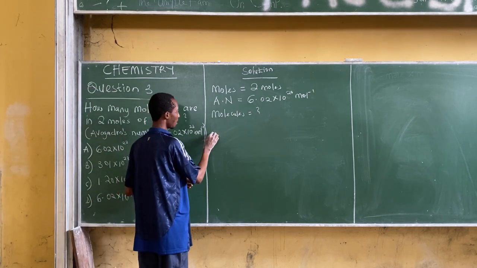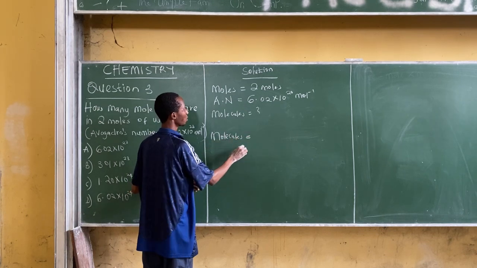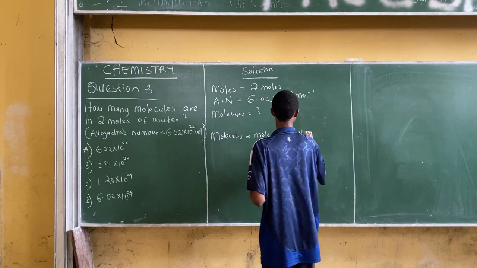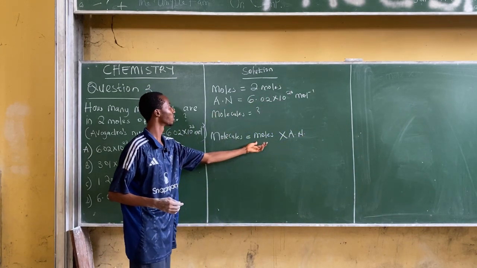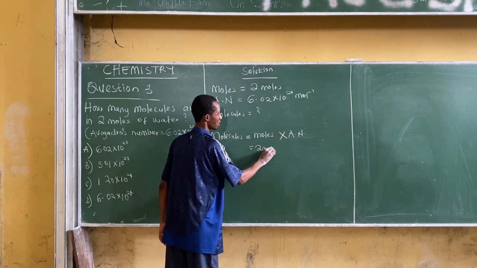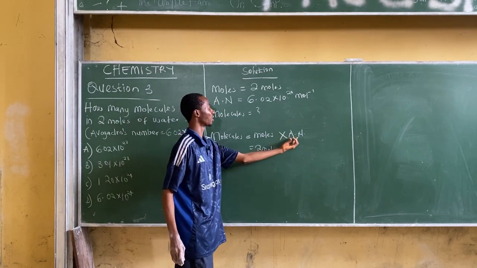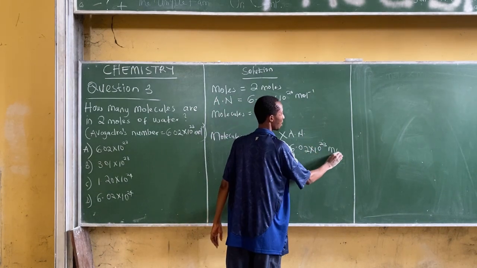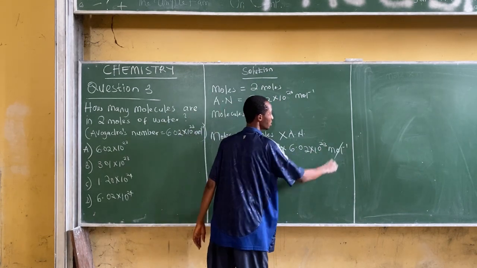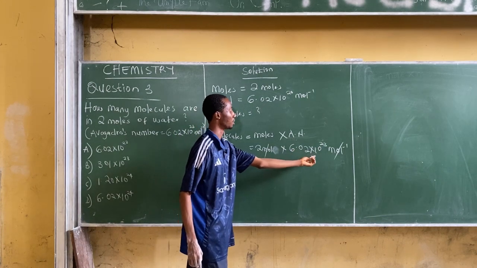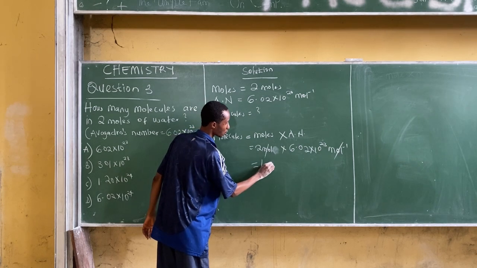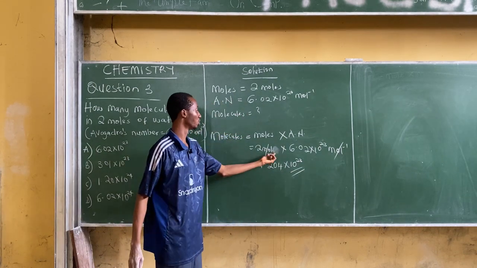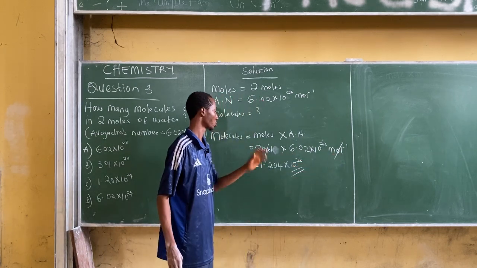Now recall that molecule is equal to number of moles times the Avogadro's number or Avogadro's constant. The number of moles we have here is 2 moles. So this is equal to 2 moles times the Avogadro's number, 6.02 times 10 raised to the power 23 per mole. This will take away this. It cancels out. 2 times 6.02 times 10 raised to the power 23 will give you 1.204 times 10 raised to the power 23. It doesn't have any unit because mole here has cancelled per mole here. They go out. So this is our final answer.